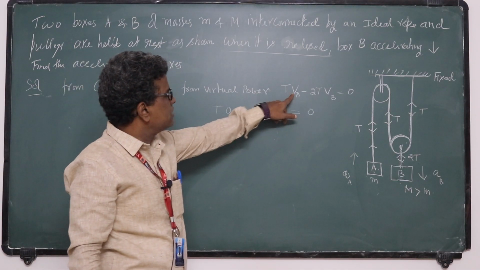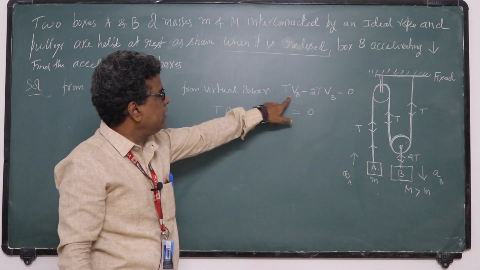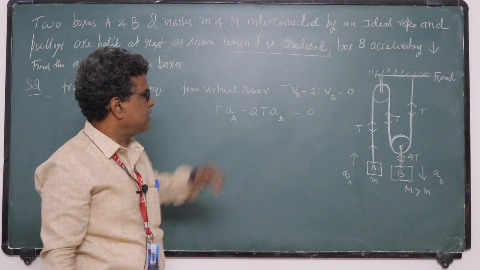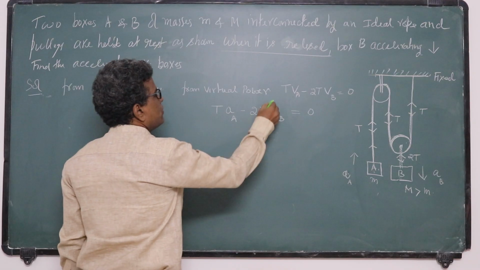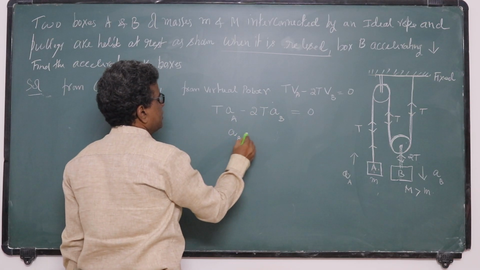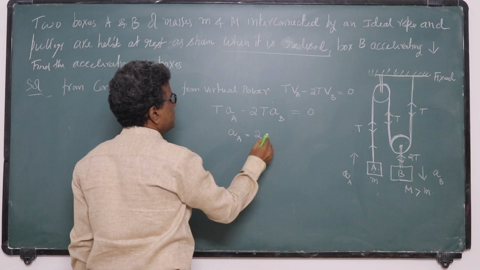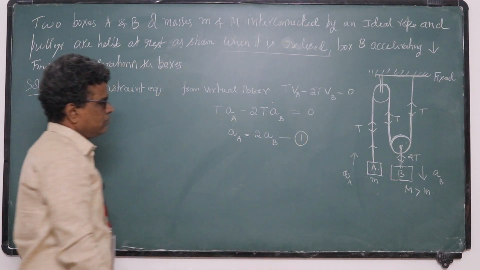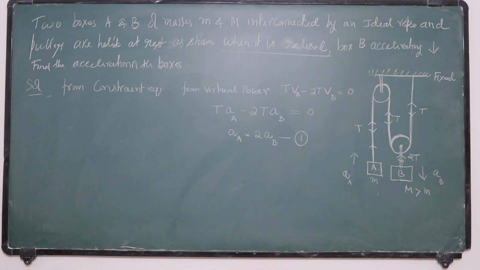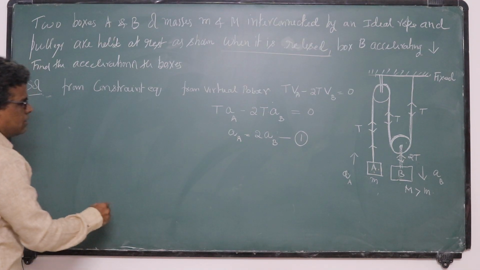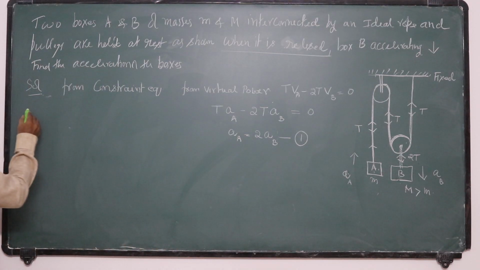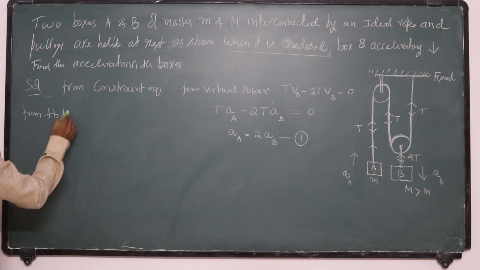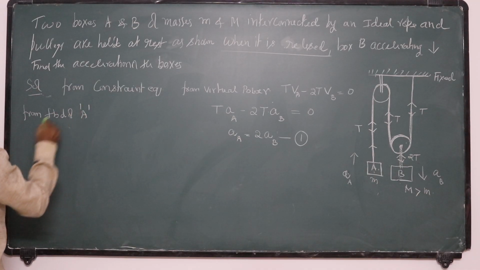So if you differentiate this velocity, you will get acceleration. We can write like this or like this. You can write directly like this, because we need accelerations. So if you cancel this one, you will get acceleration of A is equal to twice the acceleration of B. So you call it as equation 1. So this is the first step. Then you apply Newton's laws. Then you draw FBD. So from FBD of A, box A.